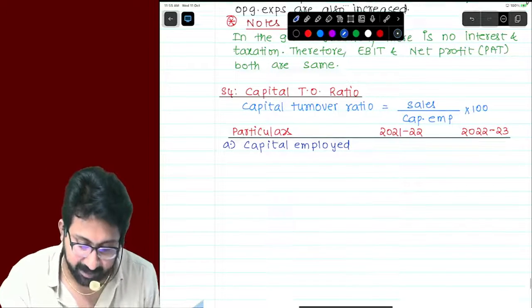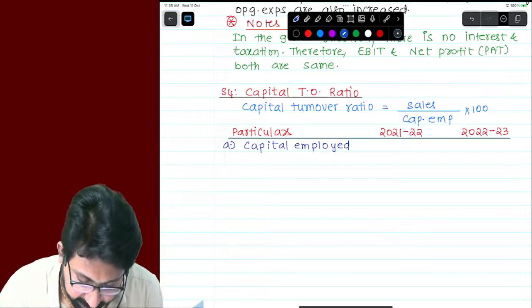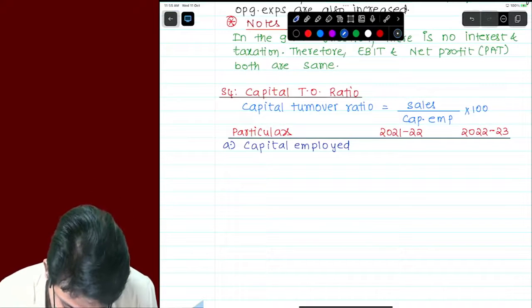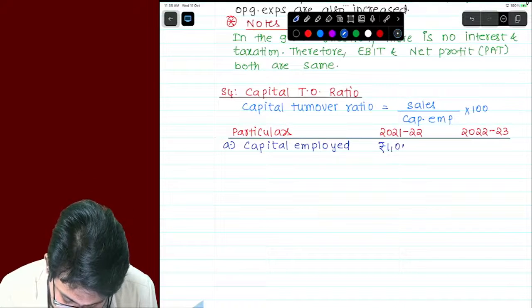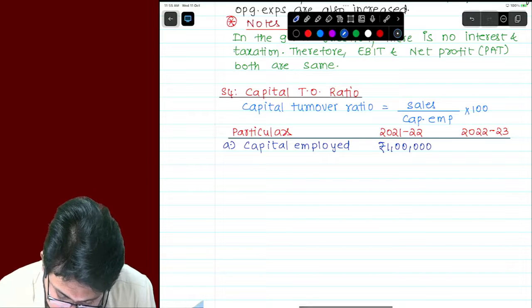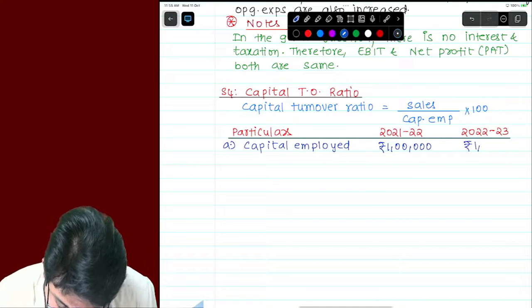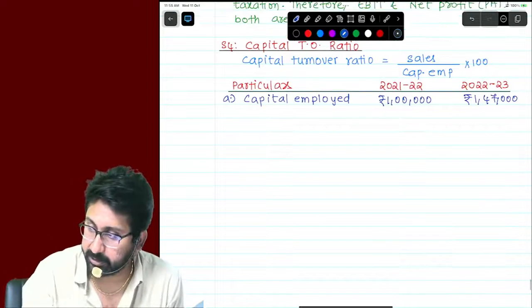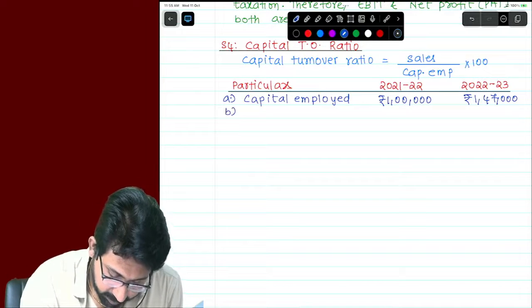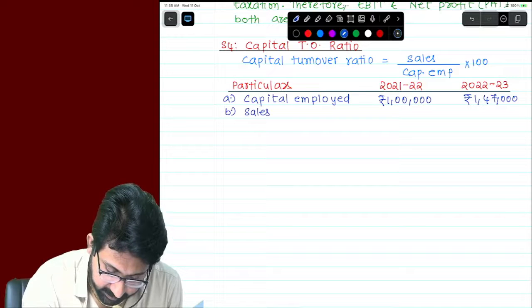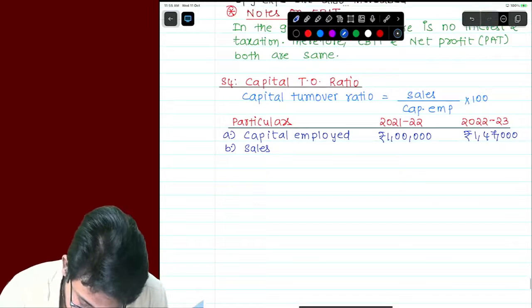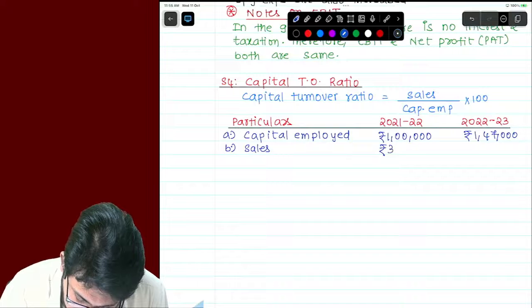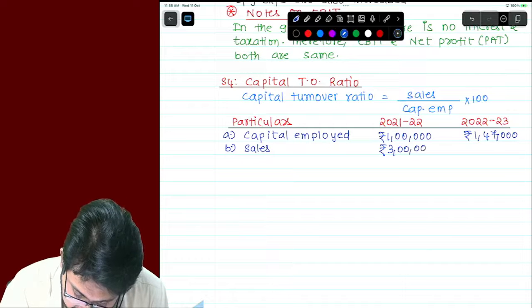Tell me, what is the capital employed? See the question and tell. What is the capital employed? Rupees 1 lakh. Second? 1 lakh. Next, B, sales. Tell the value please. 3 lakhs. Next.